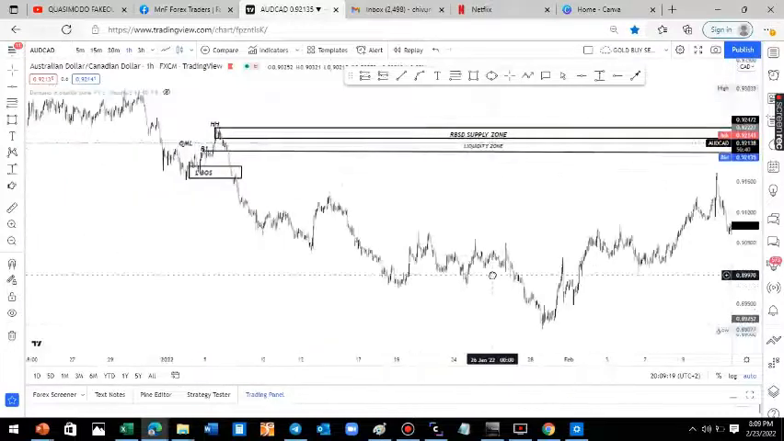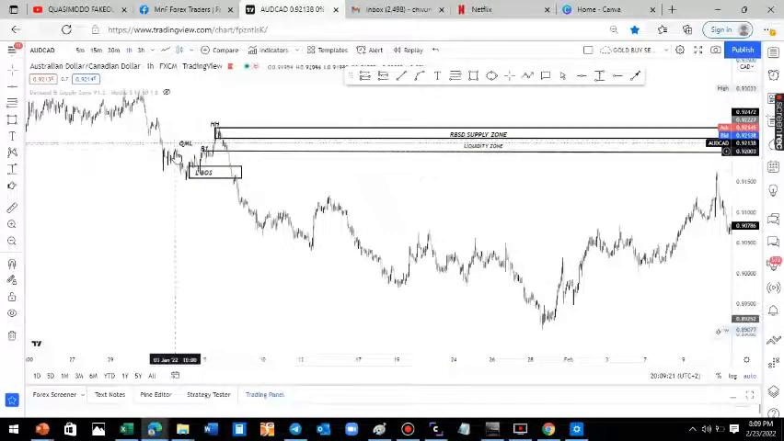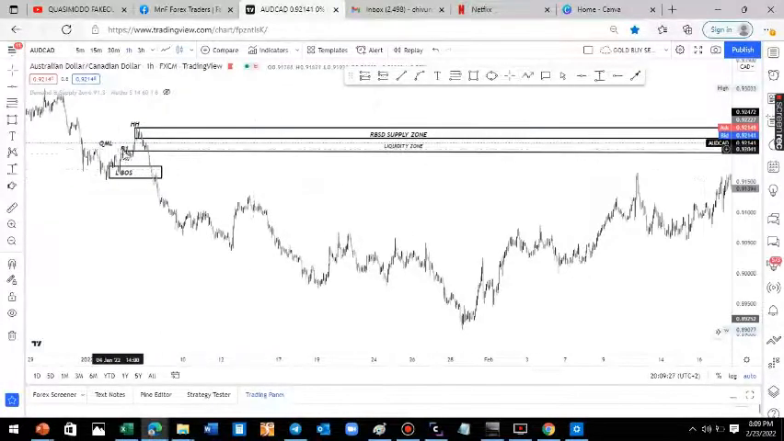What we had here is a QML. If you look to my left here, we had a nice QM right here, more like a dual resistance QML, and then we had a low and a higher high right there.